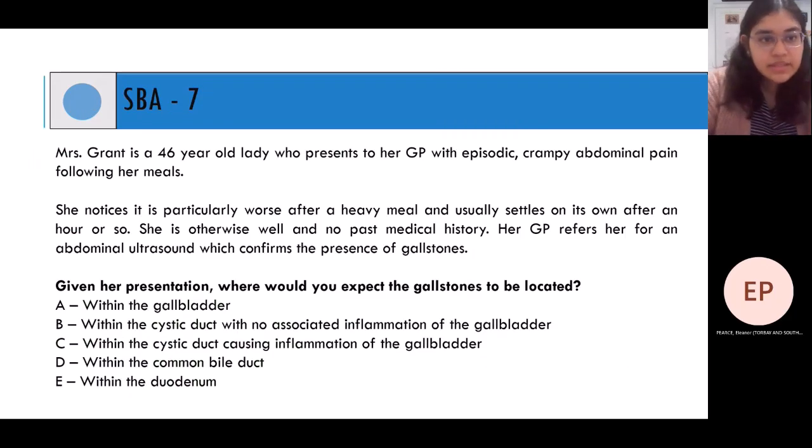So number 7, Mrs. Grant is a 46-year-old lady who presents to her GP with episodic crampy abdominal pain following her meals. She notices it's particularly worse after a heavy meal and usually settles on its own after an hour or so. She's otherwise well and has no past medical history, and her GP refers her for an abdominal ultrasound, which confirms the presence of gallstones. So given this presentation, where would you expect the gallstones to be located?